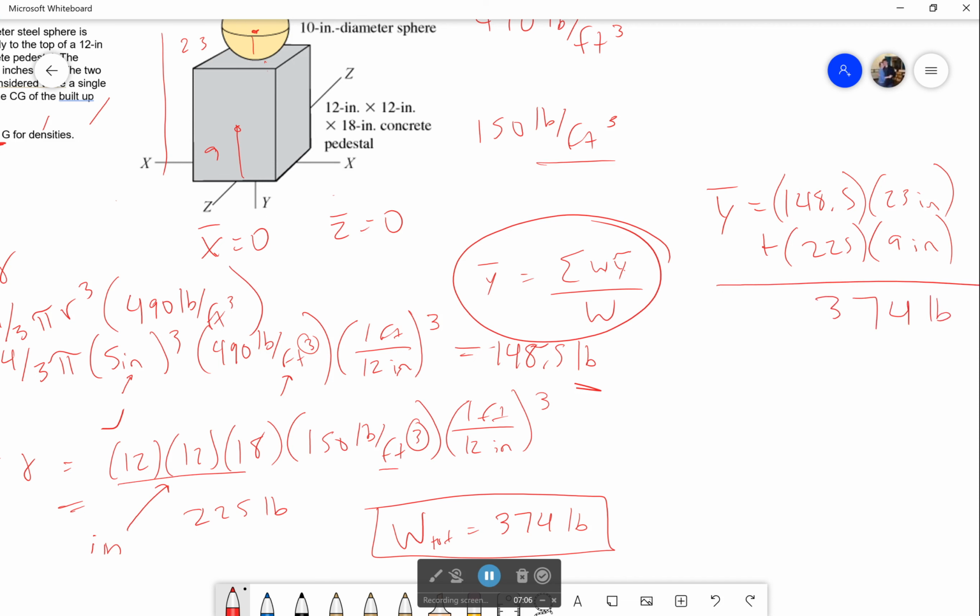And what I get is that my centroid would be equal to 14.55 inches. So it's somewhere in the middle, right around here-ish. And it's a little bit closer to the centroid of the concrete block because the concrete block was a lot heavier. And so that is my answer.